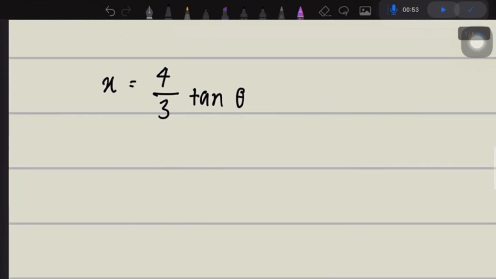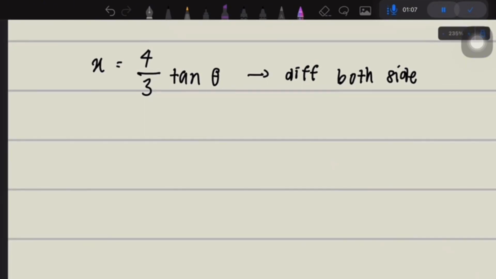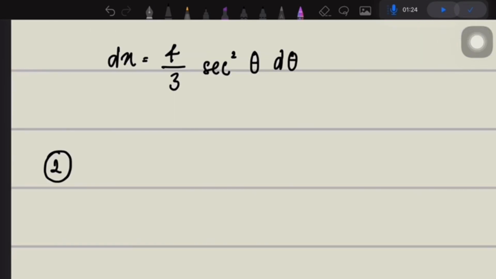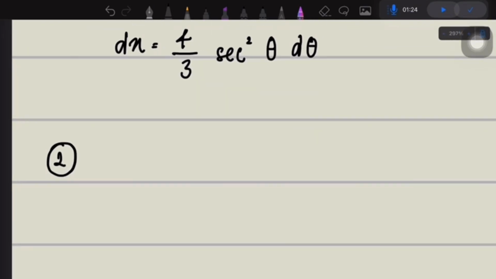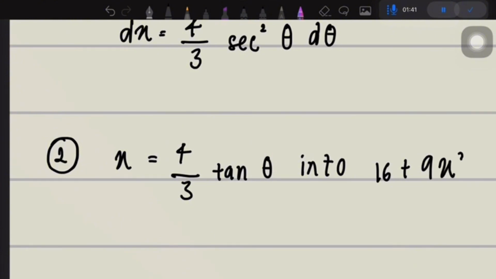Next step, differentiate both sides. So after differentiating, we get dx is equal to 4 over 3 secant squared theta d theta. The next step is the second step. We have to simplify the square root. x is equal to 4 over 3 tangent theta into the square root of 16 plus 9x squared.